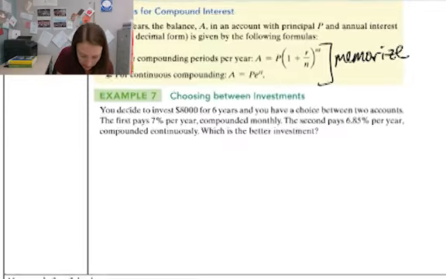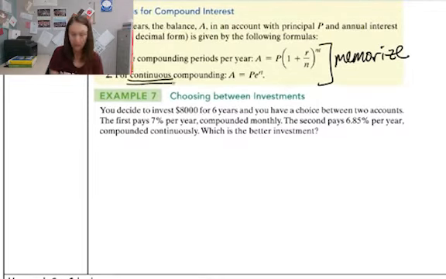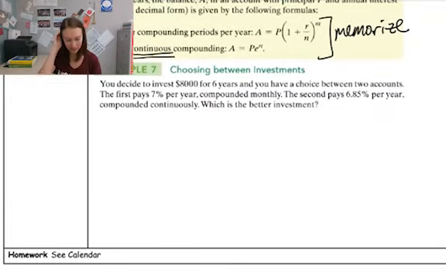Now, if it's continuously compounded, what that means is it's compounded infinitely many times per year, just continuously. We can't really put infinity in for n, so we need a different formula, and that's where e comes in handy. We have P times e to the rt. So let's look at this example, and then this is our last example for today.